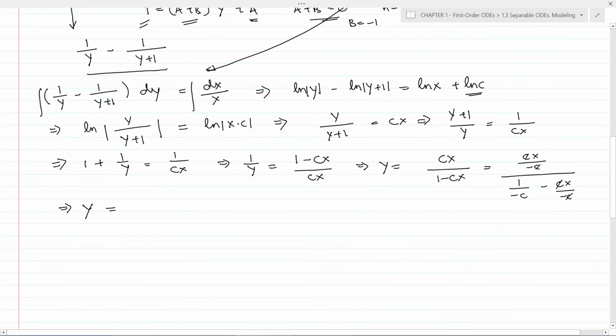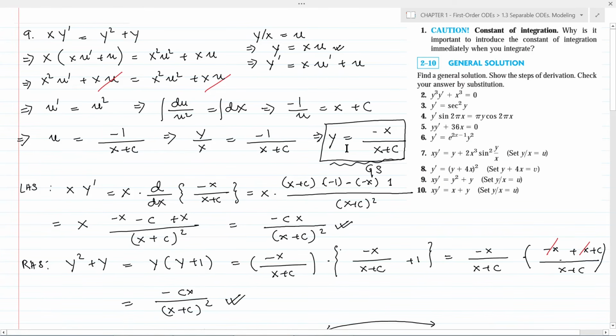y is equal to minus x divided by minus 1 by c plus x. If we take this minus 1 by c as another constant c1, then this can be written as minus x by c1 plus x, and we see that we get the same answer as the previous method. So we can use either of these methods to get the answer.